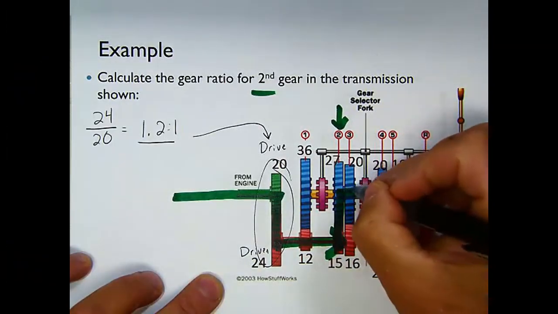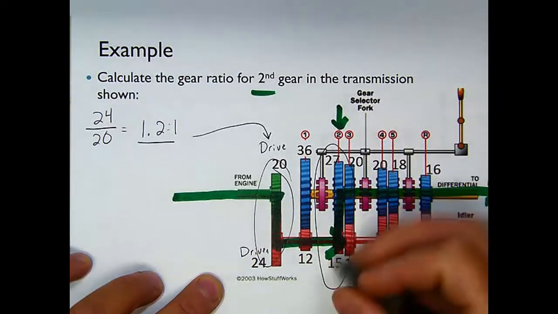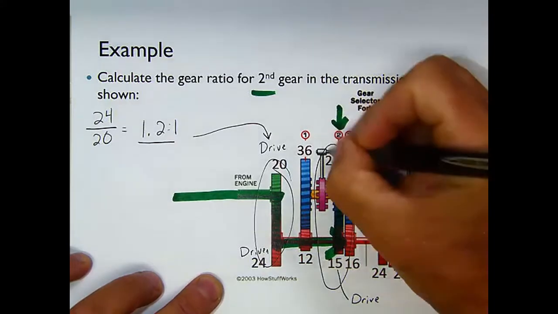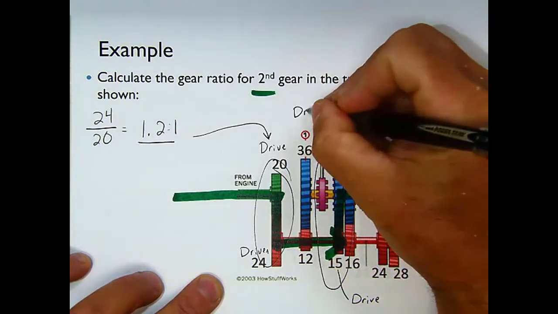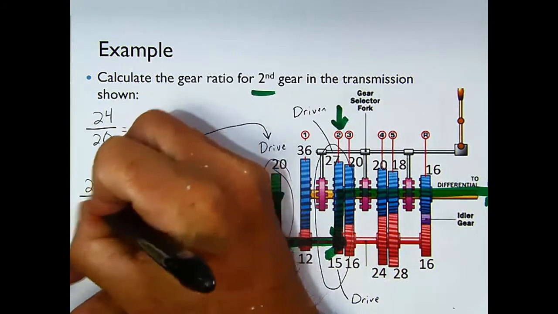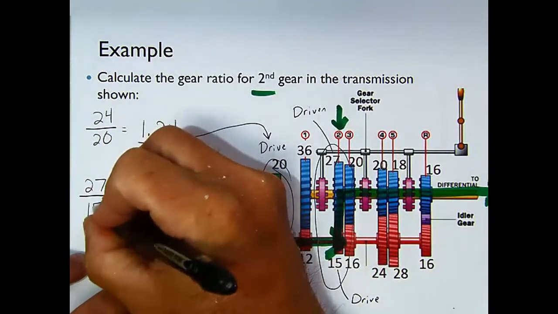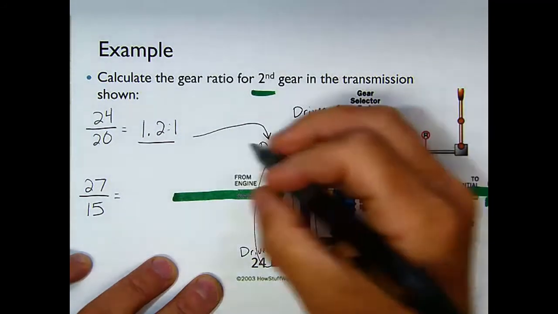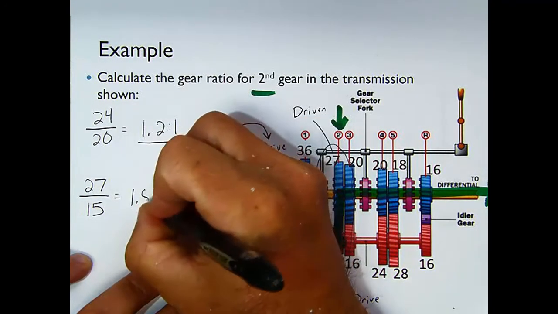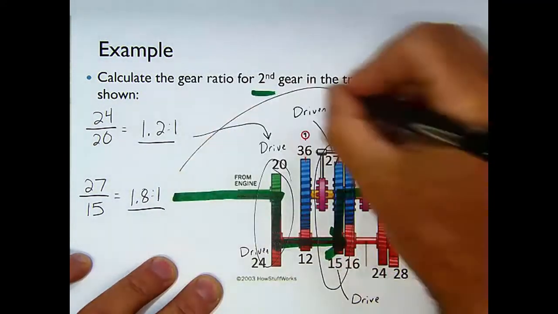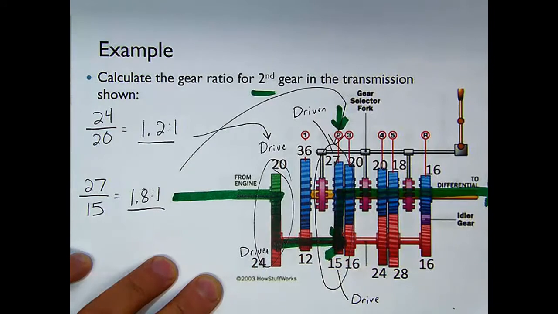So for this second gear transfer, the 15-tooth gear is the drive gear, and the 27-tooth gear is the one that's driven. So this time we have 27 driven by a 15. 27 driven by 15, or divided by 15, turns out to be 1.8 to 1, and that's the gear ratio for our second gear transfer.